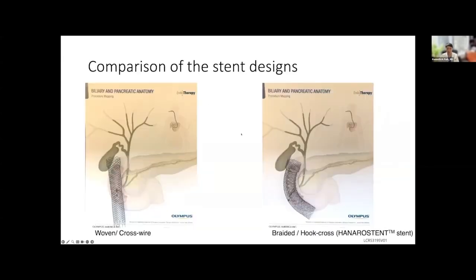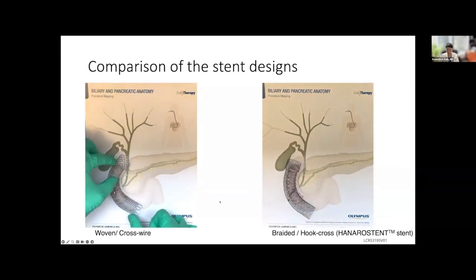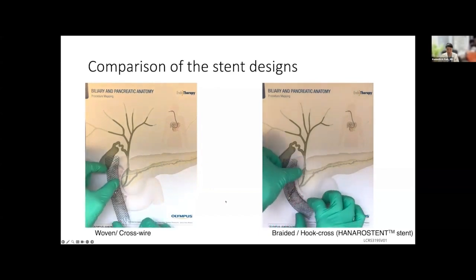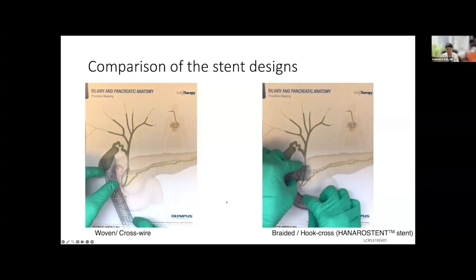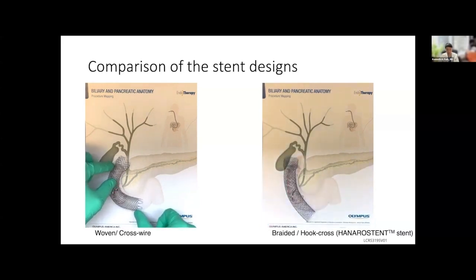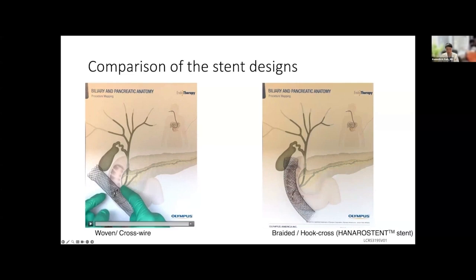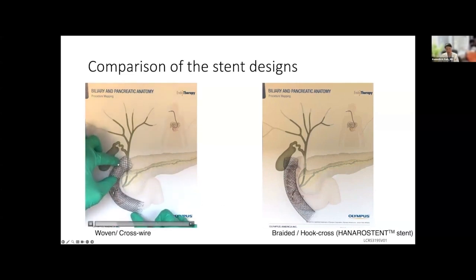So instead of just saying low axial, high axial force, I created this scenario. To the left is your woven, the WallFlex stents, and this is a duodenal stent. Imagine it placed in a C loop of the duodenum. And you can clearly see that on the left, because of its high axial force, the stent tries to straighten.